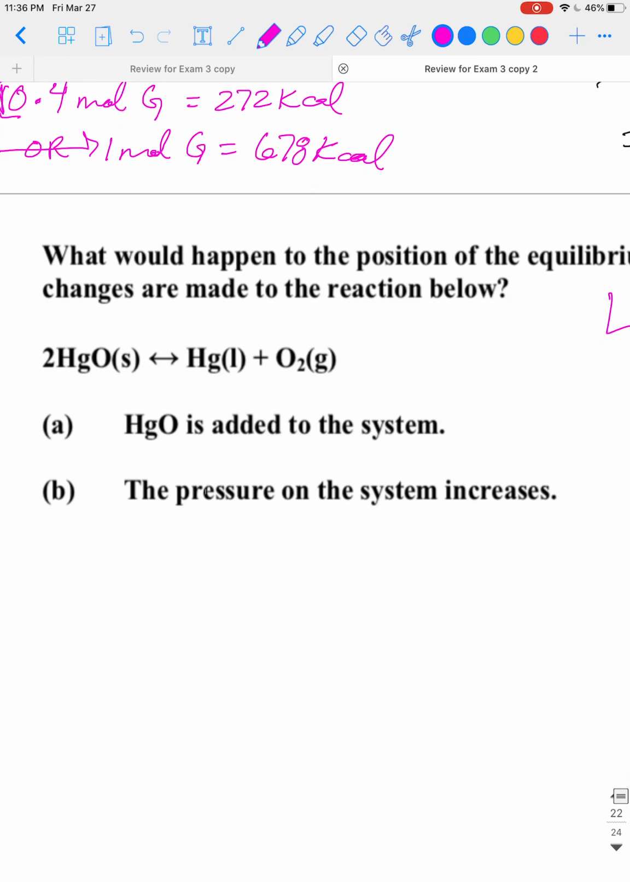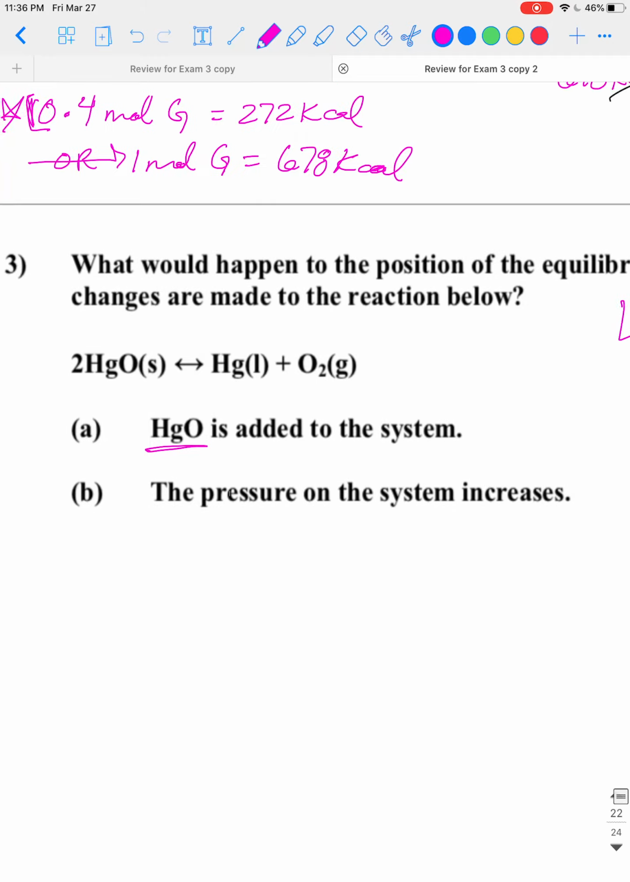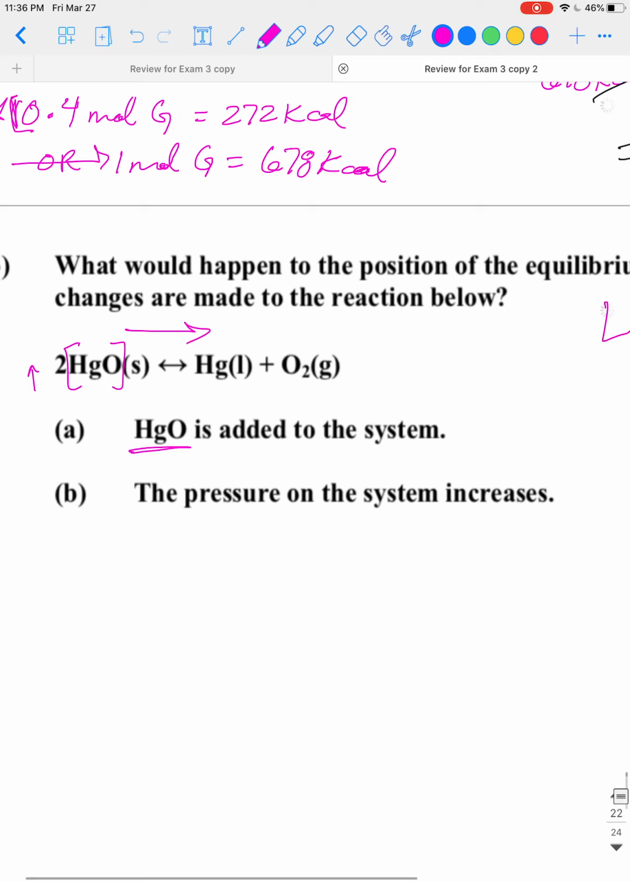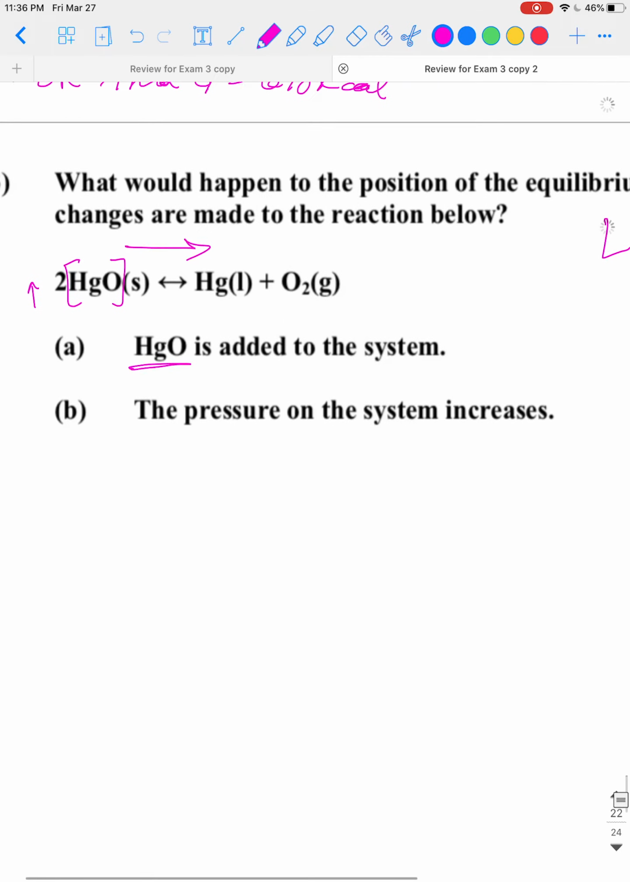Okay, so this is the equation we have. Let's look at scenario A. Mercury oxide, HgO, is added to the system. Mercury oxide is a reactant, so we are increasing the concentration of a reactant. And Le Chatelier's principle, if you go back and read the slide on what happens when you change concentrations, says that when you increase the concentration of a reactant, the equilibrium shifts to the left, or sorry, here to the right, towards products.